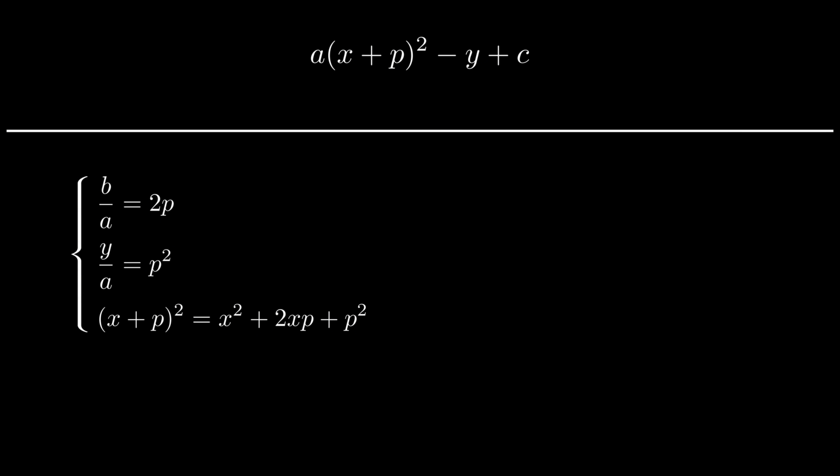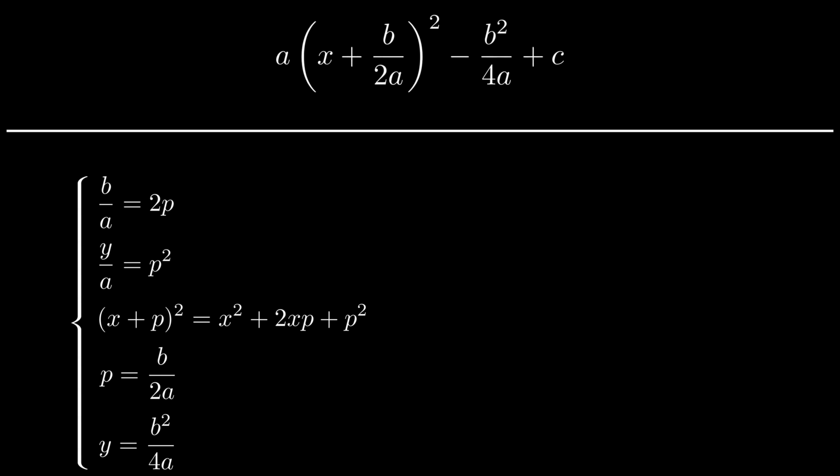Then we said that y over a is equal to p squared. We know what p is equal to. Let's calculate that squared. Okay, put it back. Now it's y over a is equal to b squared over 4 times a squared. Now, to isolate y, we multiply everything by a. The a cancels with the a squared, so we get y is equal to b squared over 4a. Let's substitute all these boys back in.